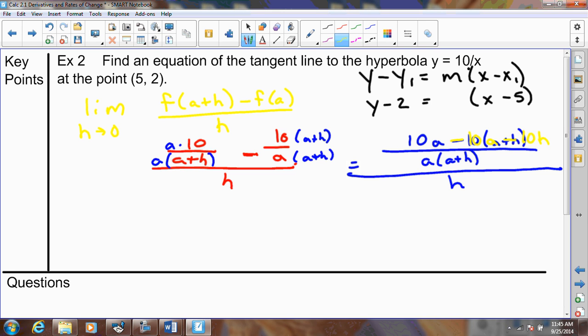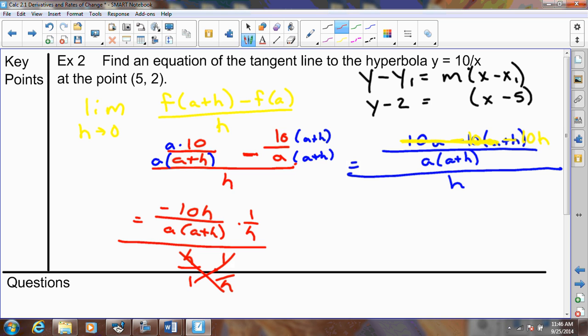Why is that beneficial? Because we can now cancel, which would allow us to rewrite that whole piece as negative 10h over a times a plus h, all over h, which we could write as h over 1. Multiply by the reciprocal. It cancels, simplifies, so we'd have negative 10h over h times a times a plus h. And we get some more stuff that cancels, which would then give us negative 10 over a times a plus h.